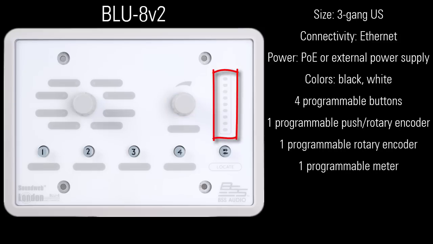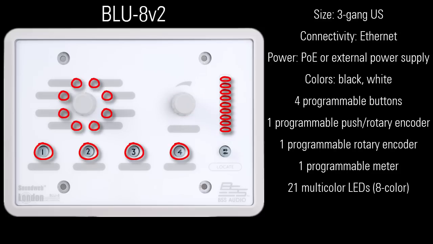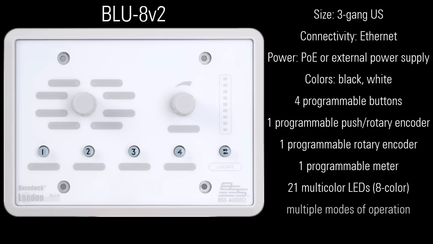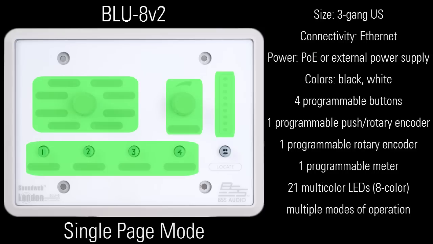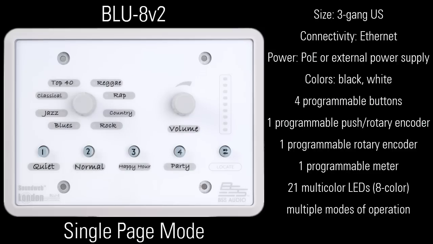and one programmable 9-segment LED meter for showing a bouncing audio signal. Also, while the right encoder is in use, the LED meter temporarily stops bouncing and becomes a static volume level indicator. All 21 LEDs on the Blue 8V2 are multicolor, capable of 8 different colors. The Blue 8V2 can operate in single-page mode, 4-page mode, or 8-page mode. In single-page mode, the buttons, encoders, and LEDs are individually programmable. This is useful, for example, for preset recall, source selection, volume control, and metering for a single zone.